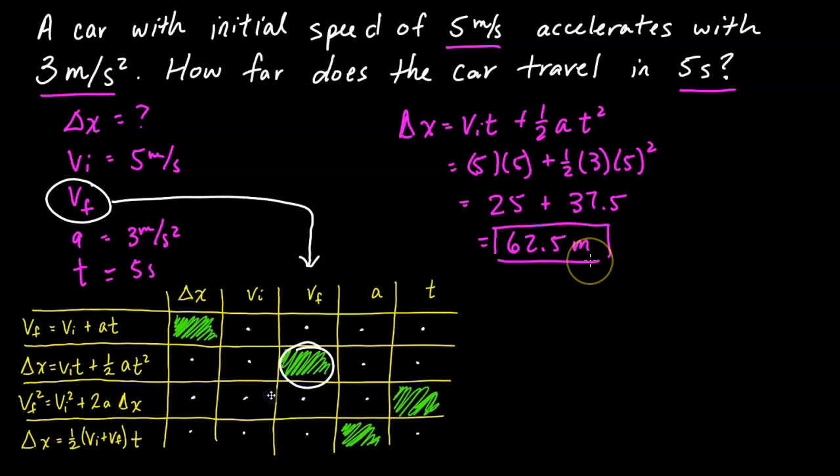And that's my displacement. So once again, to use a kinematic chart, you're going to write down your givens and your unknown, and whatever variable is left over, you're going to use that to find the equation on the chart, find where it's highlighted, and then use the equation on the left side.